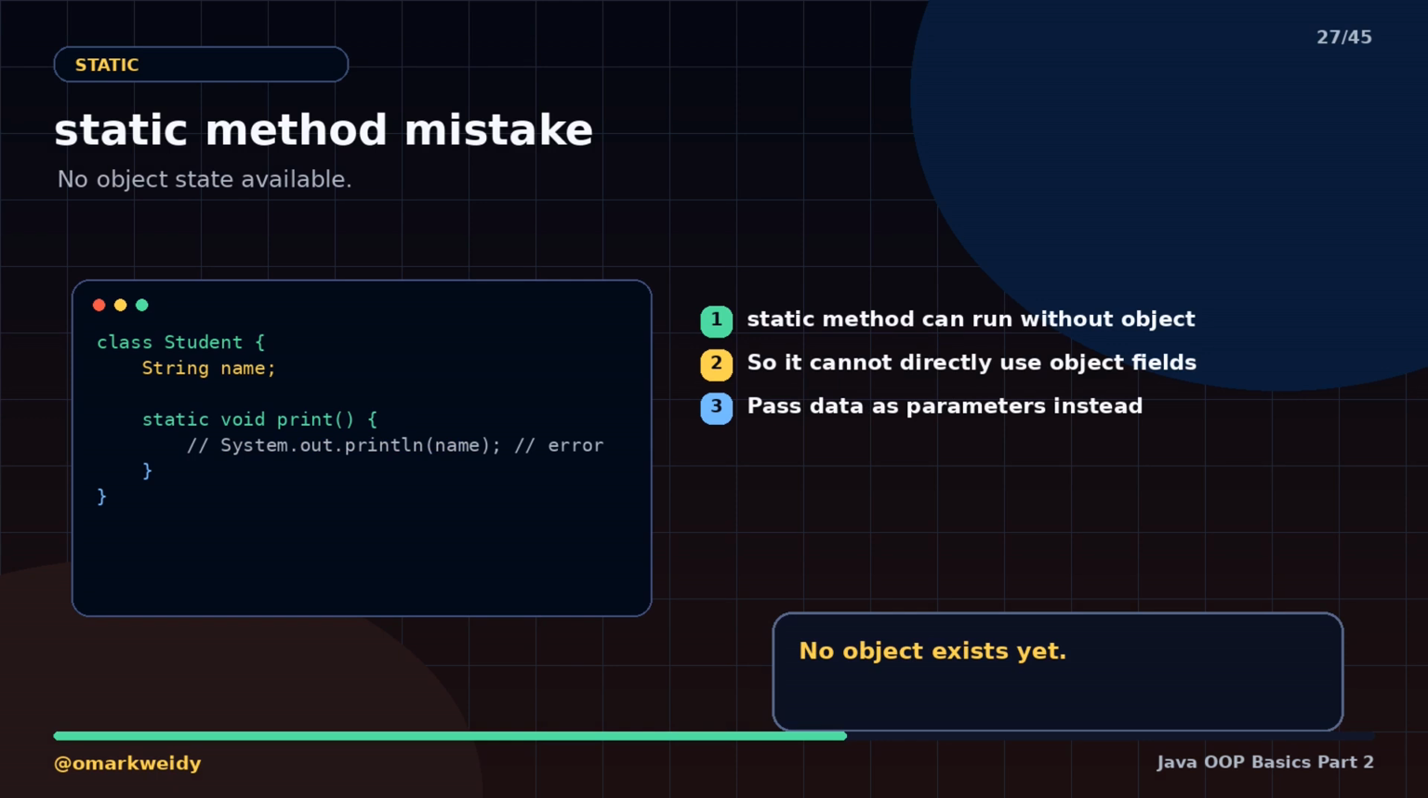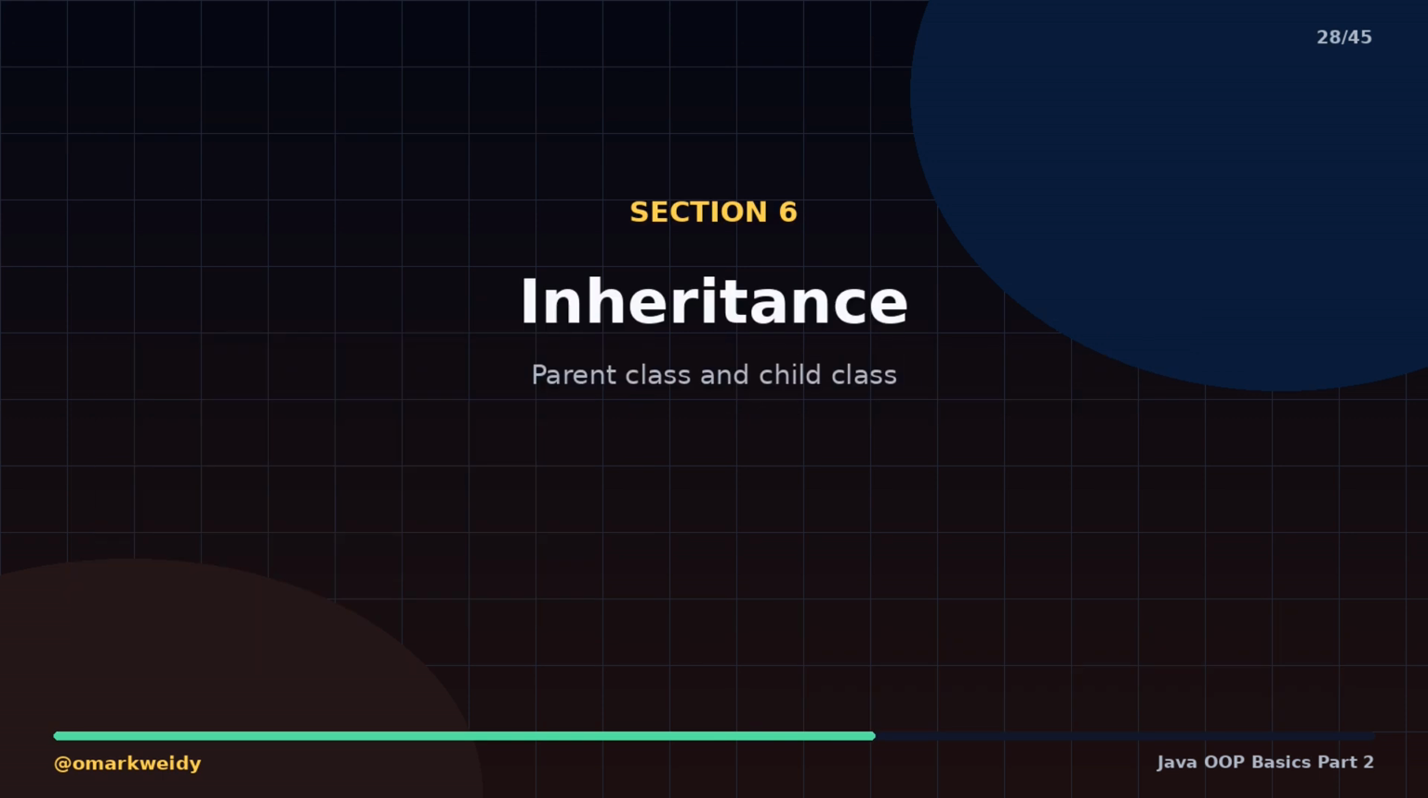A common mistake is trying to use non-static fields or attributes inside a static method. So if you want to use attributes inside a static method, those attributes must be static too.